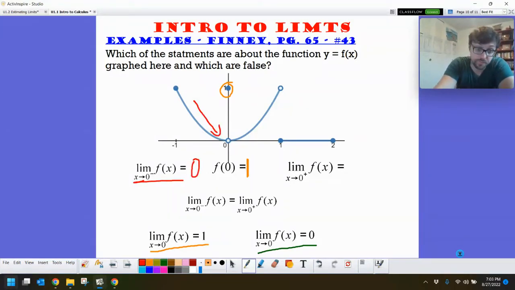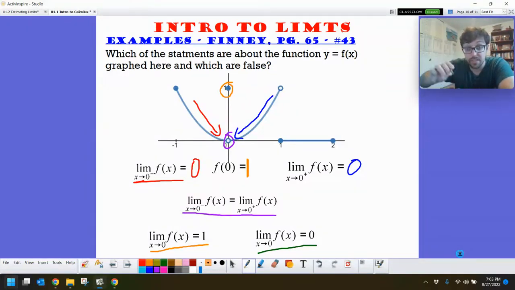As we come in from the left over here, we can see that it's heading down towards 0. As we come in from the right, that's what this little plus means, as x approaches 0 coming in from the right, it is also heading towards 0, because they're both heading down towards this spot. In fact, they're both equaling the same value. These two things are true. Since the two values are equal, we do have a limit at this point. The limit at this point is this value.